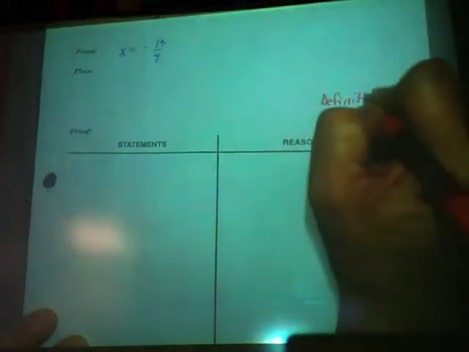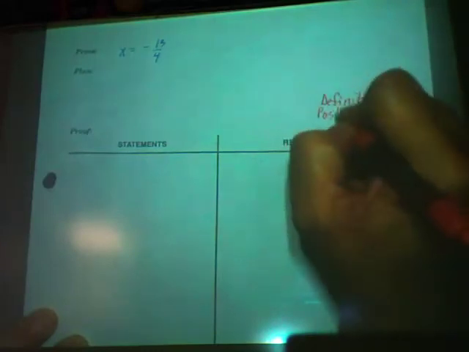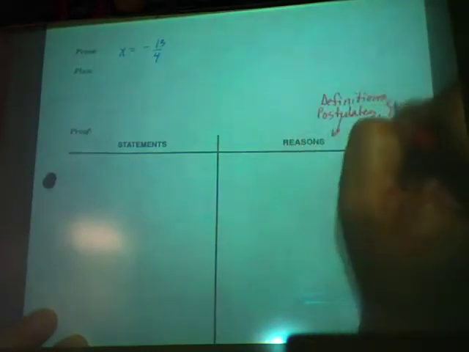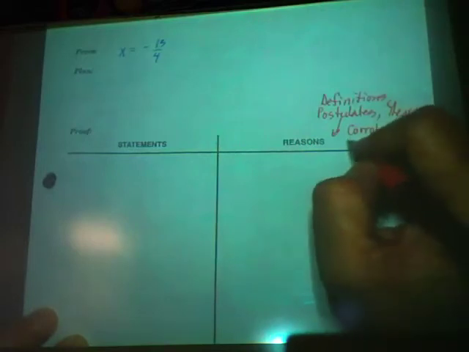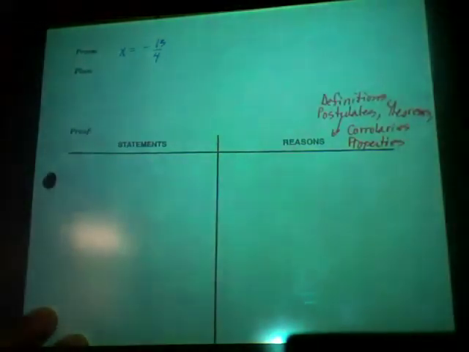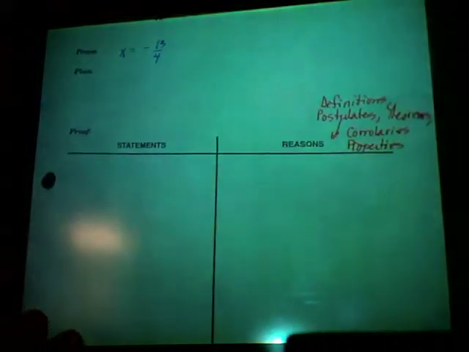Your 2 columns, you do have to head your columns with statements and reasons. And you do have to have a T-chart in here. Your reasons will always come from the following: definitions, postulates, theorems, corollaries, and properties. Corollaries only has 1 O. Corollaries. 2 L's and 1 R.